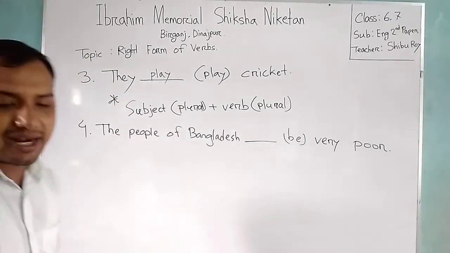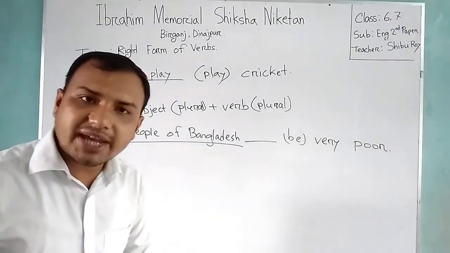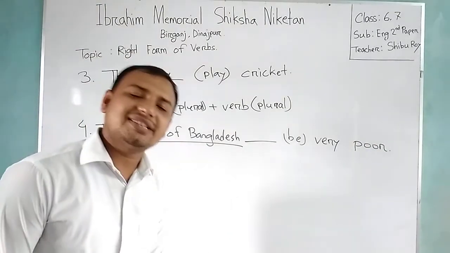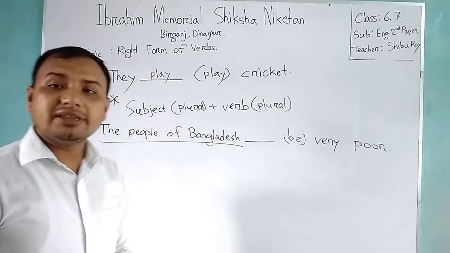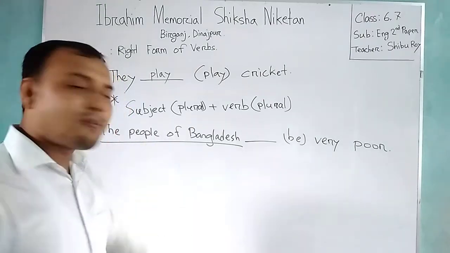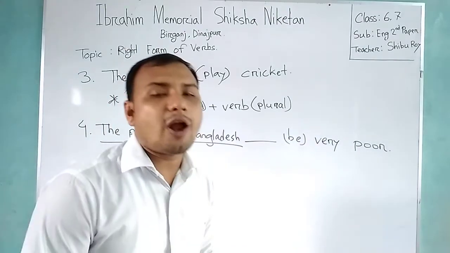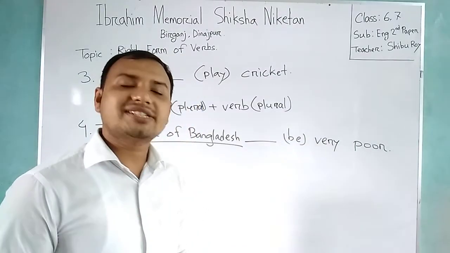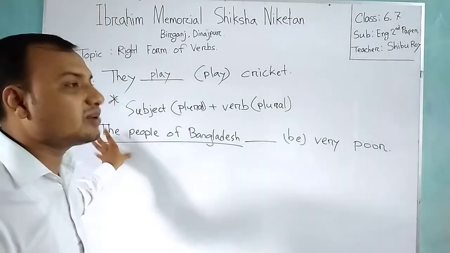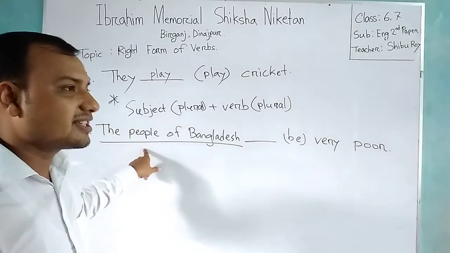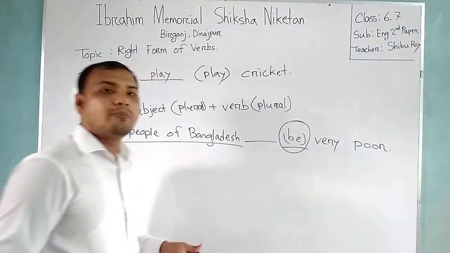So let's go to the sentence. The people of Bangladesh. Is it a singular subject? No, the people of Bangladesh is a plural subject. That's why we need to put the verb in plural form. The people of Bangladesh is not a single man. It's about 160 million people. So it is not a singular subject. The subject is plural, so we need to put here the plural verb.